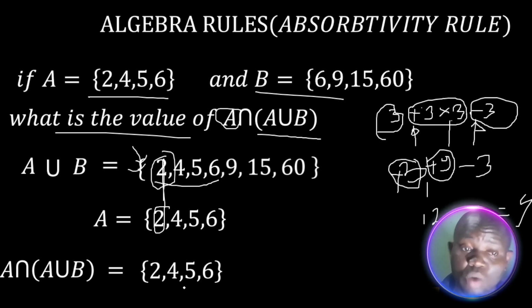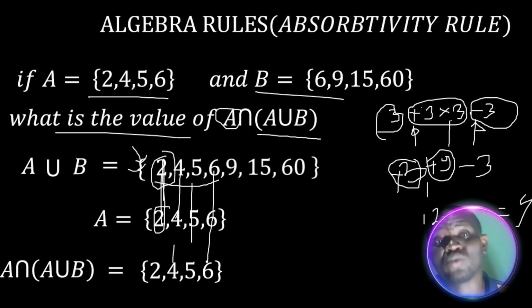So what are we going to have? Automatically, we are going to have the set of A. Let us see. 2 and 2 is common, then we bring it here. 4 and 4 is common, we bring it here. 5 and 5 is common, we bring it here. 6 and 6 is also common. What happened? We bring them here.